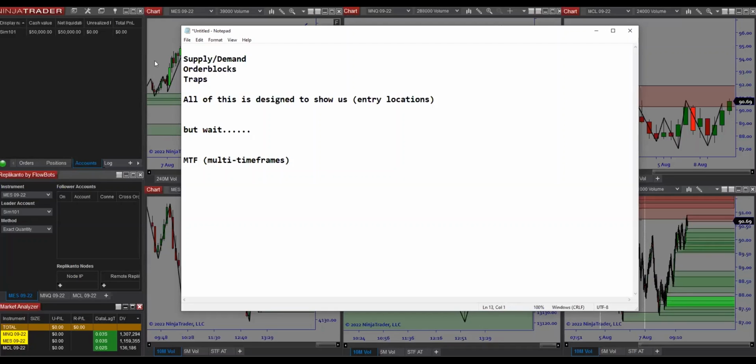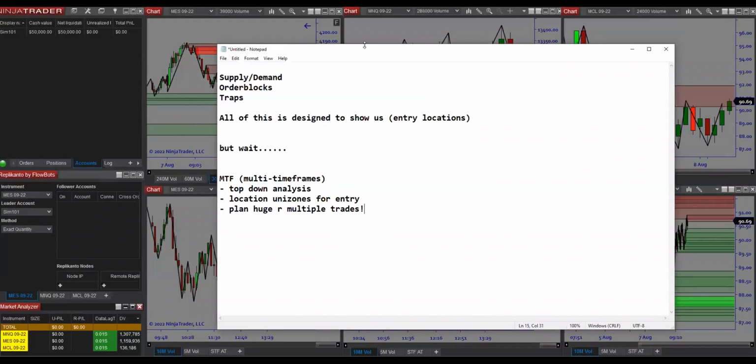Okay. We're going to do some top-down analysis. We're going to locate the uni zones for entry and plan huge R multiple trades. So how many of you guys would like to have an actionable strategy for this? Like if I give you the exact rules and all you need to do is just repeat it, literally just repeat it.